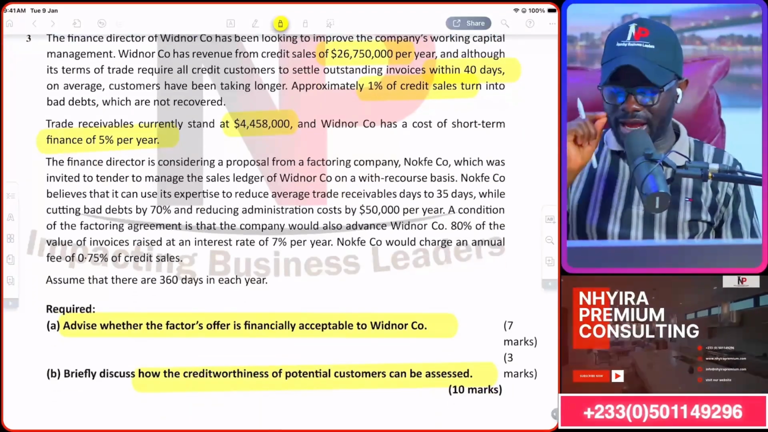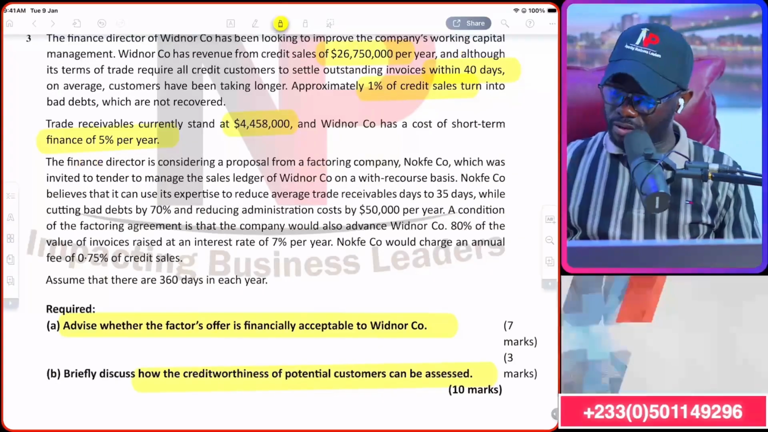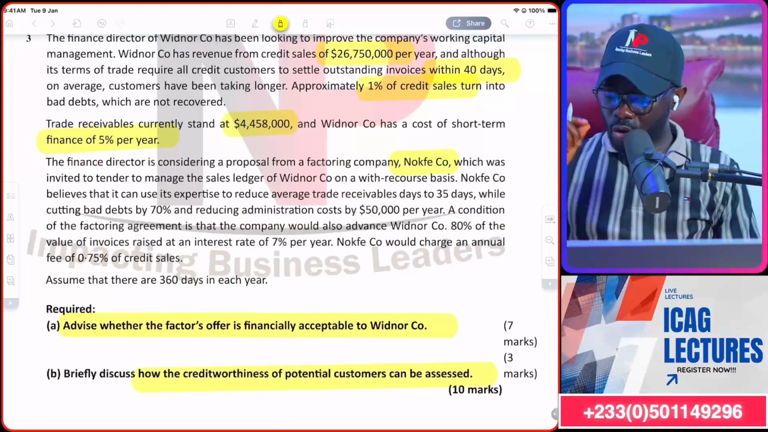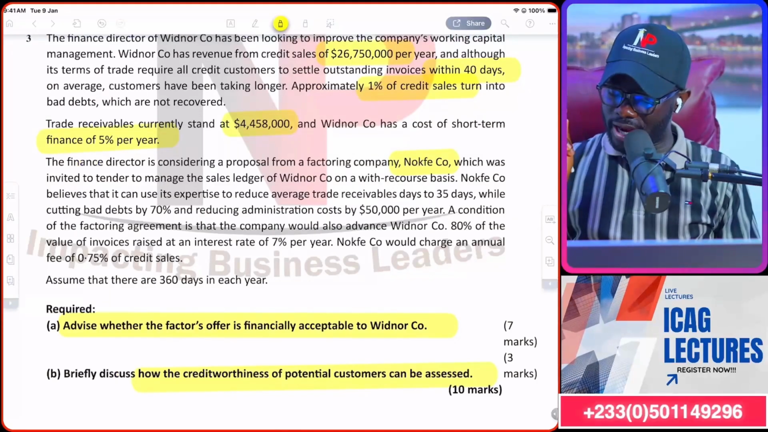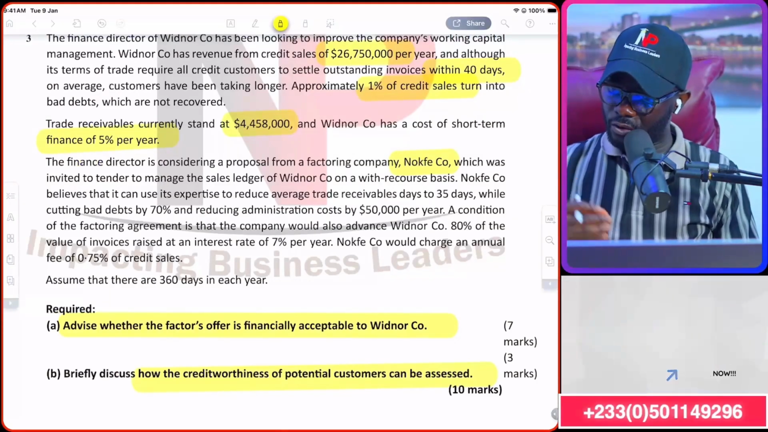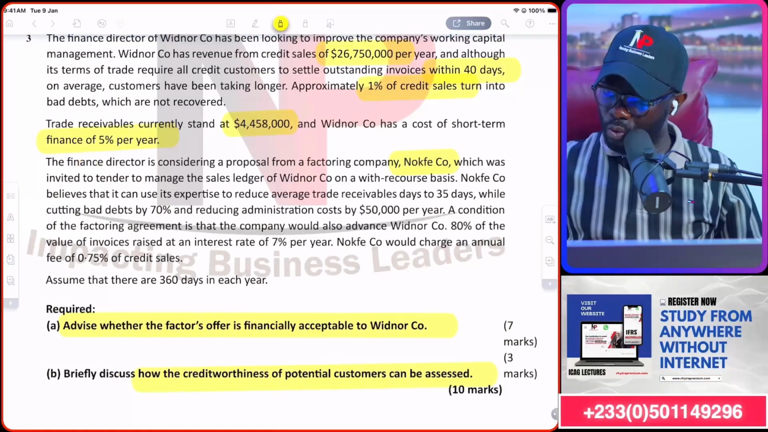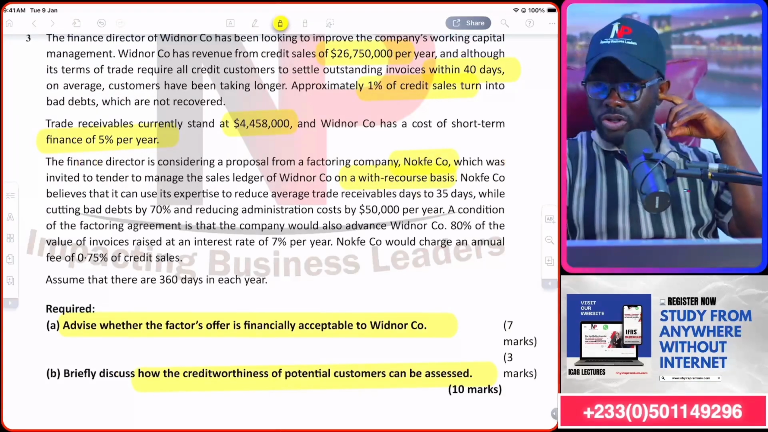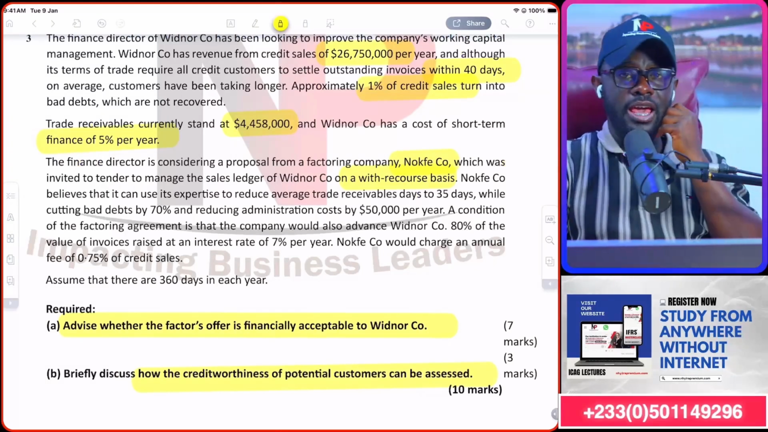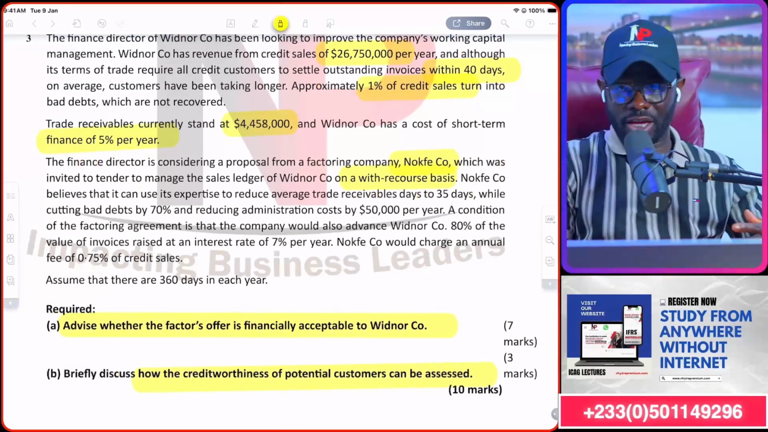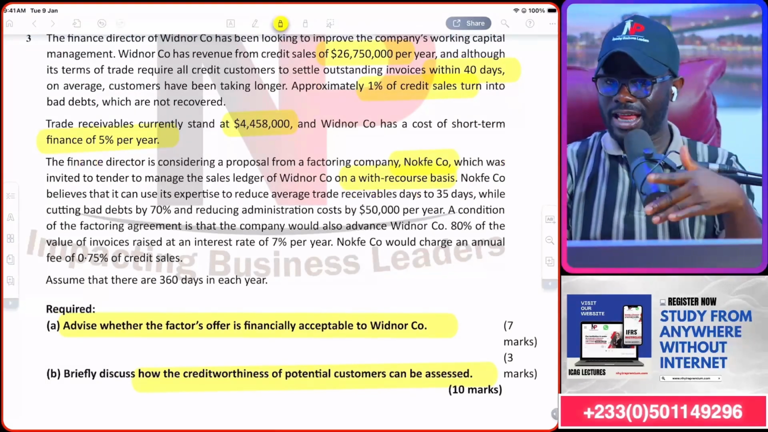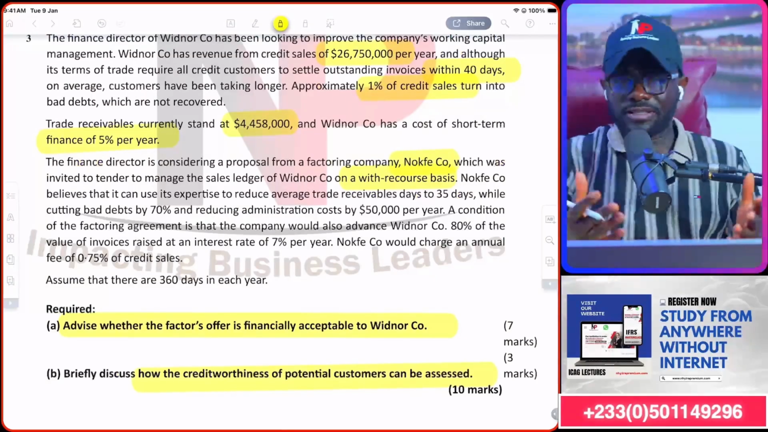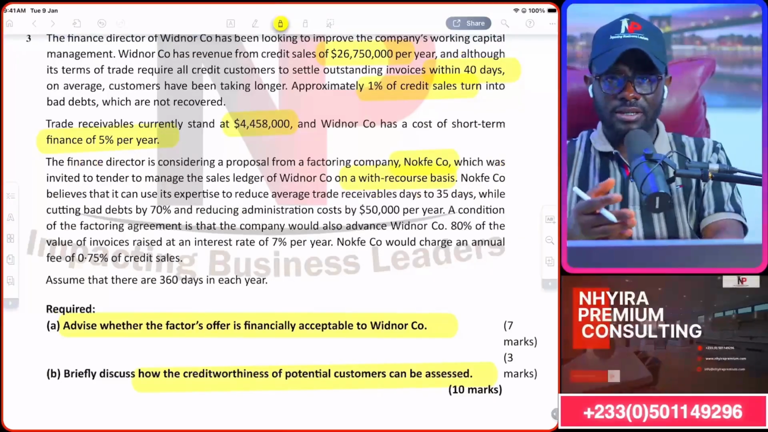The finance director is considering a proposal from a factoring company, Nhyira Co., which was invited to tender to manage the sales ledger for Window Co. on a with recourse basis. Okay? With recourse. So it means at the end of the day, the entity will still bear the risks for any bad debt. But that could be beneficial because when a third party is coming in, customers will take us a little bit serious and pay us as soon as possible.